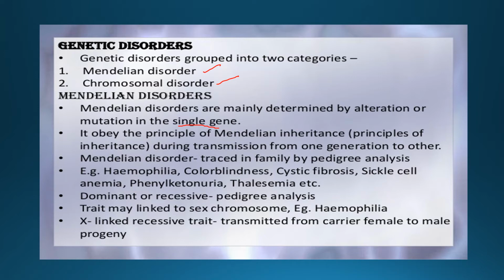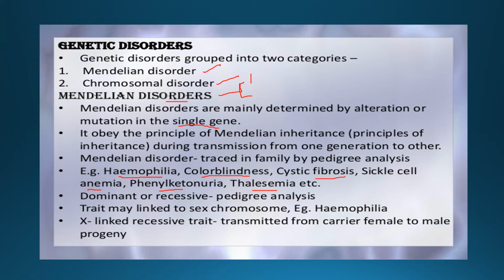By constructing a pedigree chart, we can easily identify these Mendelian disorders like hemophilia, color blindness, cystic fibrosis, as well as sickle cell anemia, phenylketonuria, and thalassemia. All these are caused due to mutation in a single gene. Now these Mendelian disorders are again classified into two types: the dominant diseases and the recessive diseases.